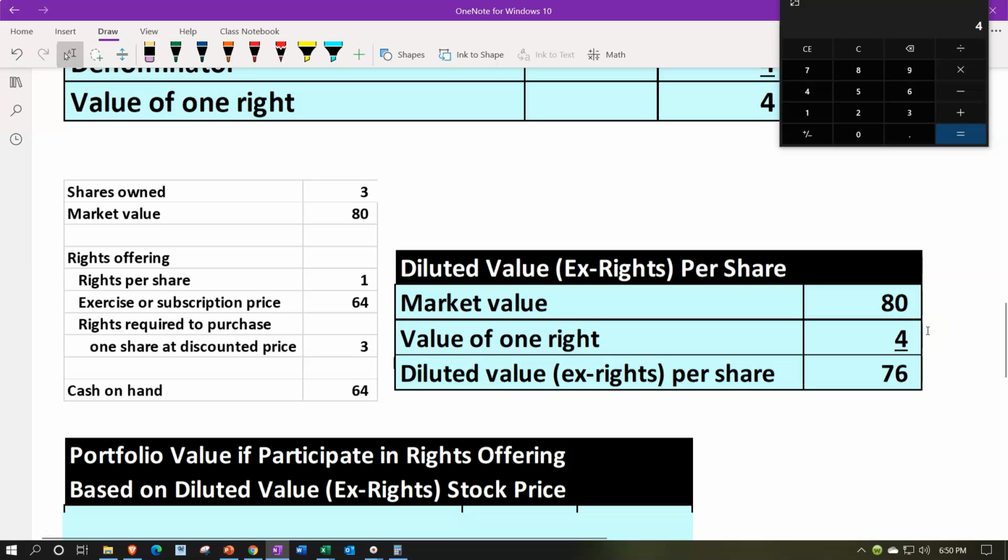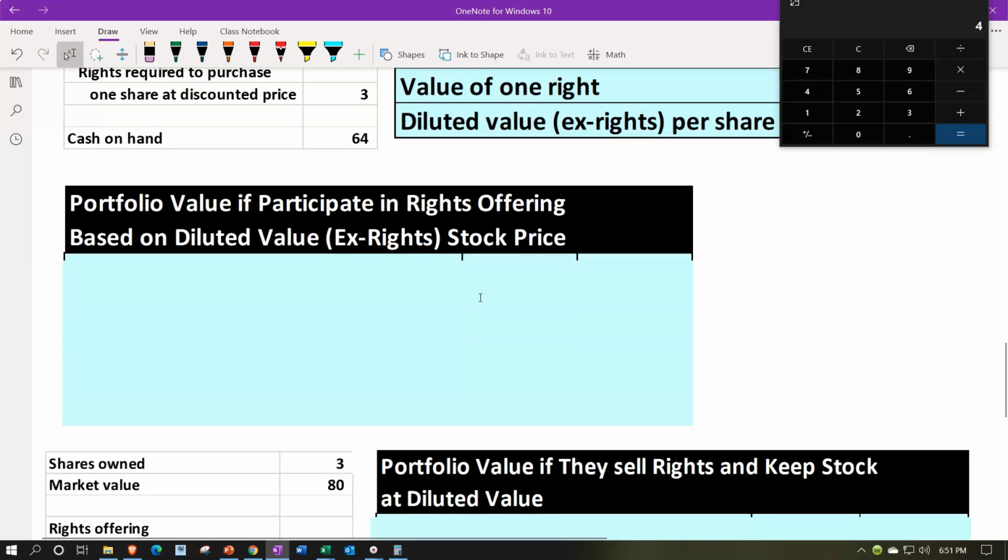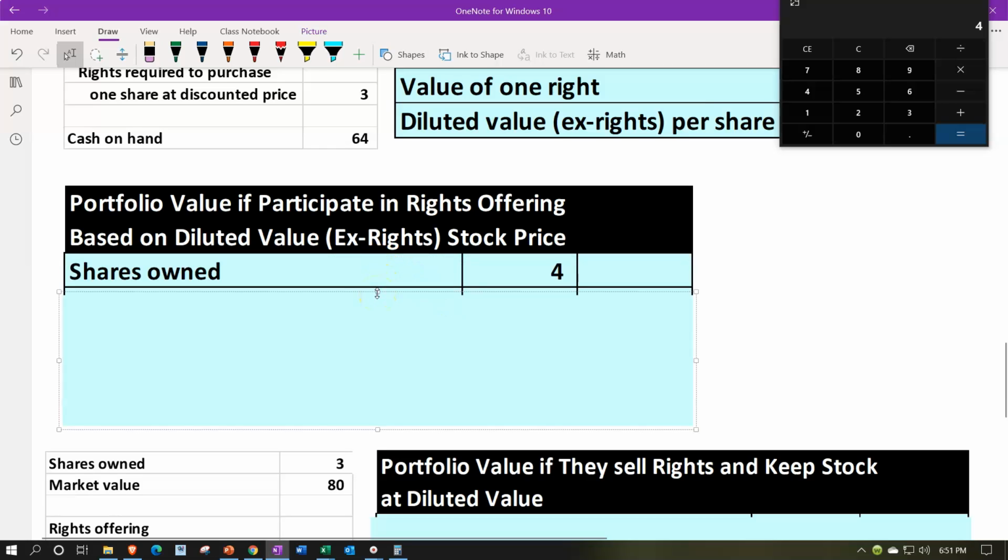Because we have the right, which would kind of equivalate that out, which we could use to then purchase the stock and have another piece of stock at the 64, or we can then possibly get cash for the right itself. So let's take a look at the portfolio value if we participate in the rights offering based on the diluted value, the ex-rights stock price. So what if we were to take our rights and purchase the stock?